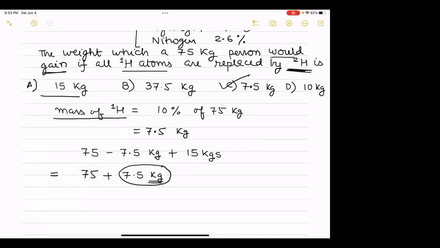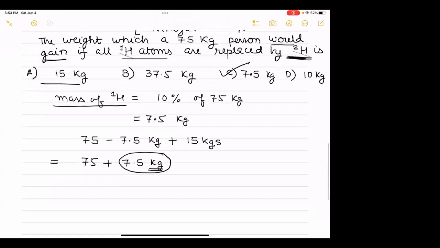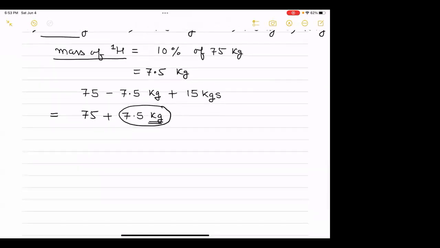I hope it is clear to both of you, right? These kinds of mistakes may happen, so be careful regarding that. Let's move to another question. It is related to ppm. So what do you understand by ppm? Can you tell me quickly?